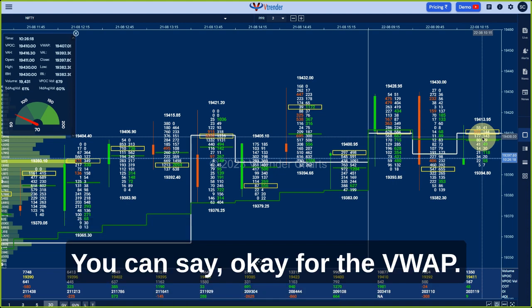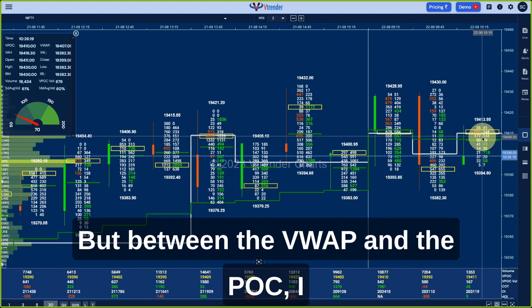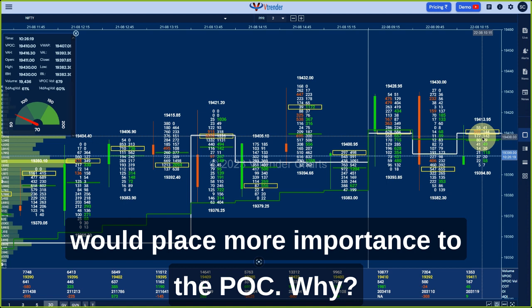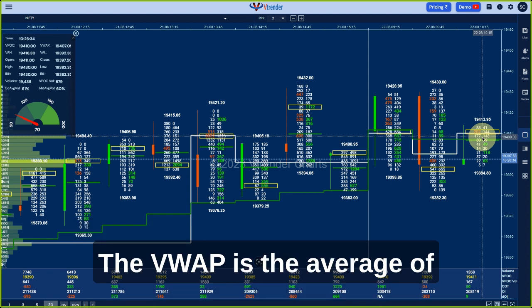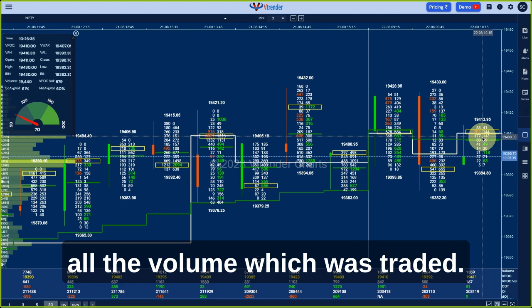The same thing you can say for the VWAP, but between the VWAP and the POC, I would place more importance on the POC. Why? Because the POC is the largest concentration of volume. The VWAP is the average of all the volume which was traded.